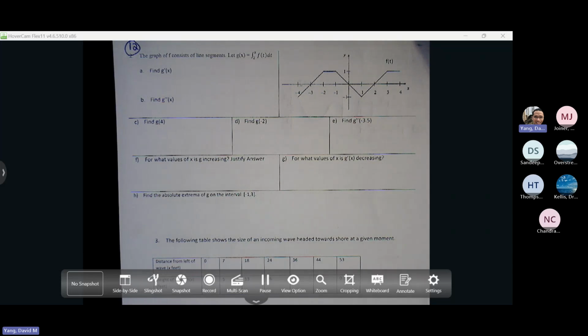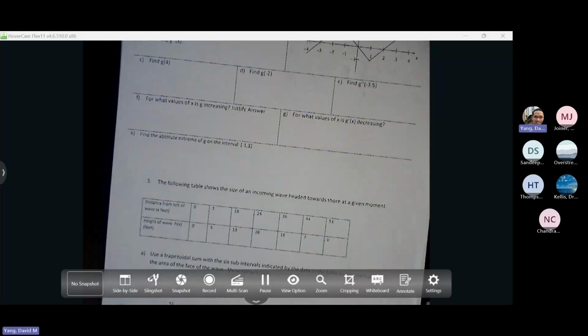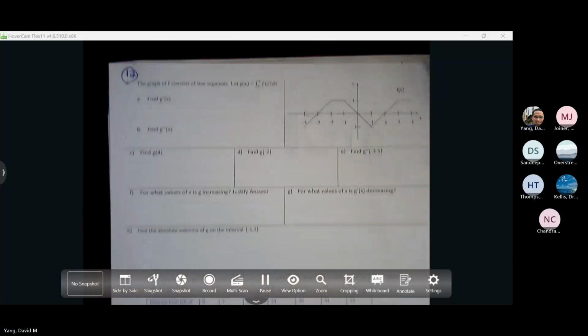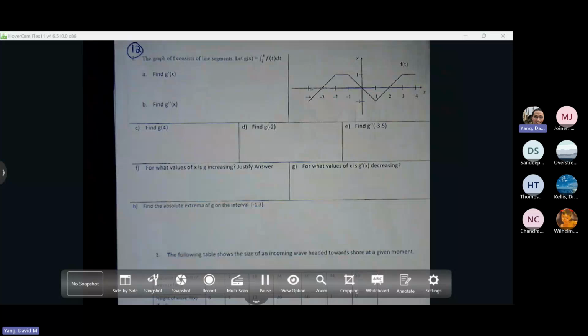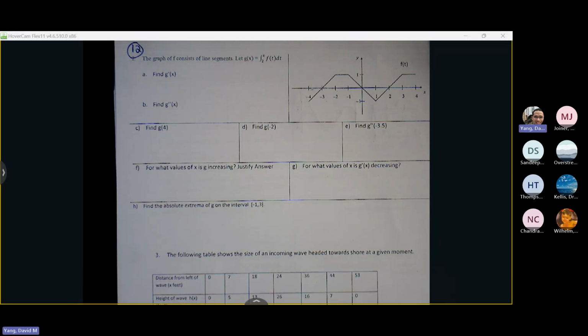All right, let's start on page 12. We did page 11 already. So let's go to page 12. The graph consists of line segments. Find G prime and G double prime.